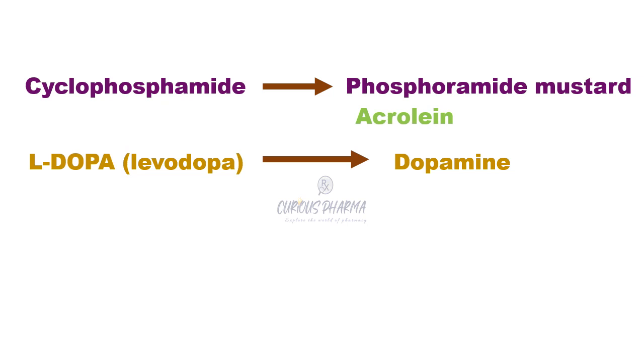Another example of a prodrug is sucralfate, a medication used to treat gastrointestinal ulcers, including those caused by NSAIDs, non-steroidal anti-inflammatory drugs. It is a prodrug that is activated by the acidic environment of the stomach.